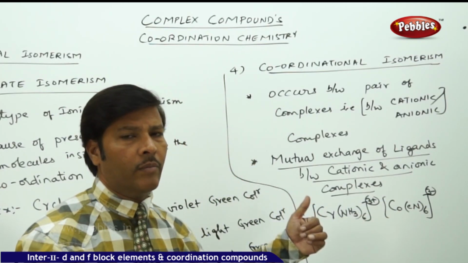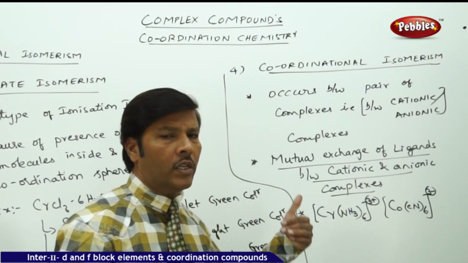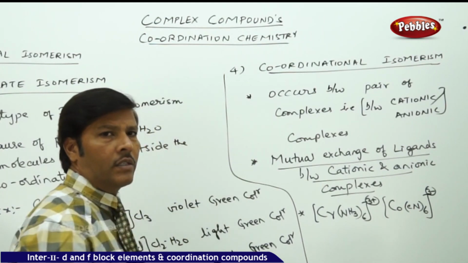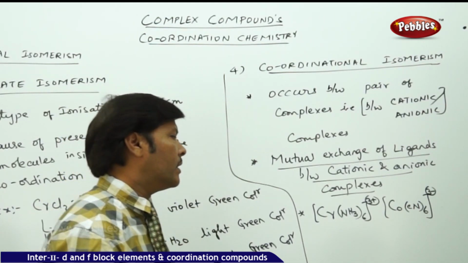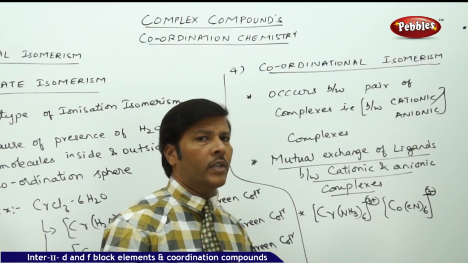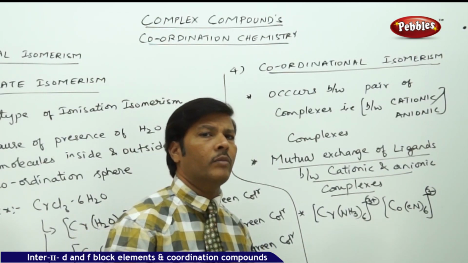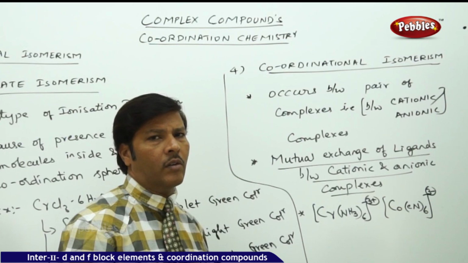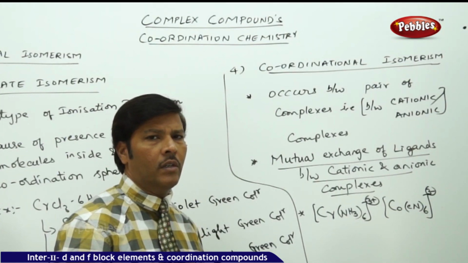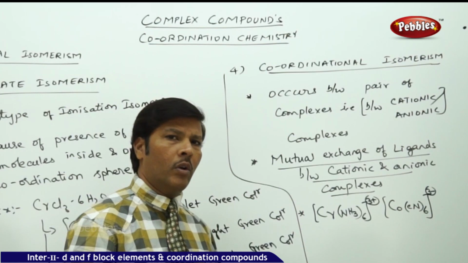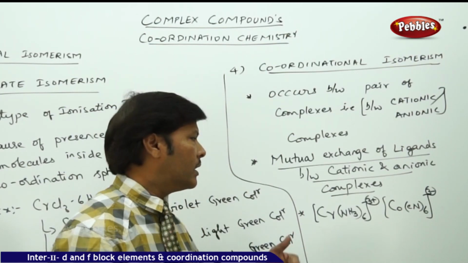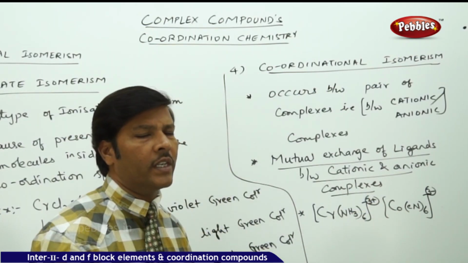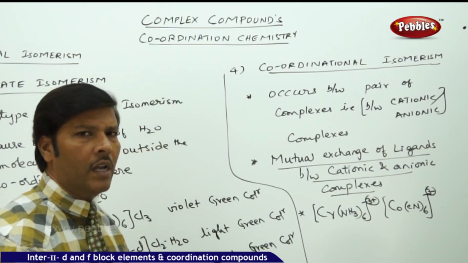So exchange of ligands takes place between the two charged complexes, that is, the cationic and anionic complexes. Such mutual exchange of ligands results in coordinational isomerism. To retain both the metals in the cationic and anionic complexes, they retain their coordination number fixed, and they retain the overall secondary valence intact. Only the number of ligands keeps moving from one part of the complex to the other, and the stability of the complex is also retained as such.